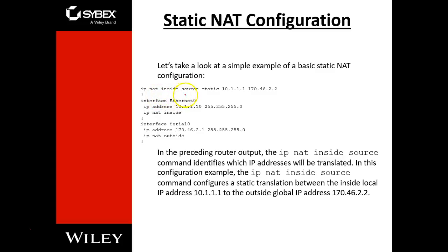So the first thing that we need to do is to tell the interfaces whether they're inside or the outside. And the private's going to be, and you go to the interface and type the IP NAT inside or IP NAT outside when we do these things. And then when this one says IP NAT inside source static 10.1.1.1, what this is going to do is NAT from inside to outside. It's going to NAT 10.1.1.1 to 170.46.2.2.